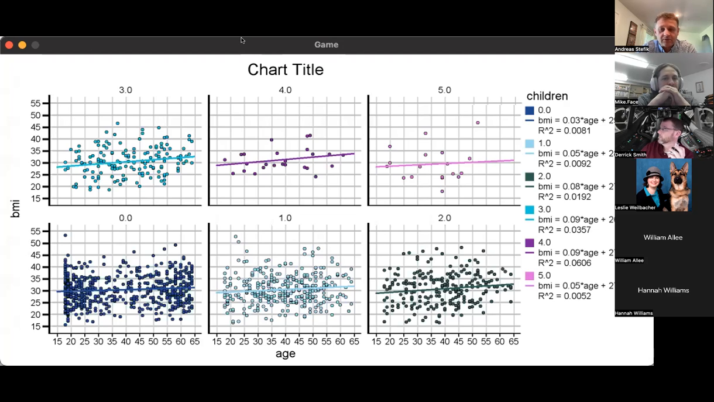Okay. So now we've got a 3x2 grid, or 2x3 grid, depending on how you do it. And in this particular case, we've got 3, 4, 5, 0, 1, and 2 children. For each of the charts, there's quite a bit of dispersion. And you'll notice that once you get up to 4 and 5, how much data do we have? I'm seeing some head shaking. Not nearly as much. So what that means is those results are not going to be very reliable.